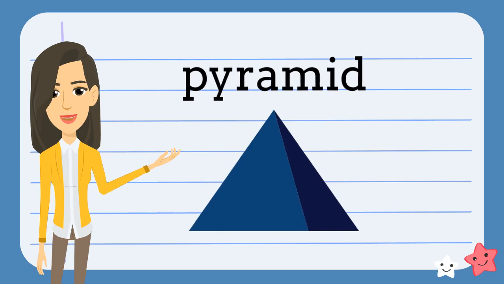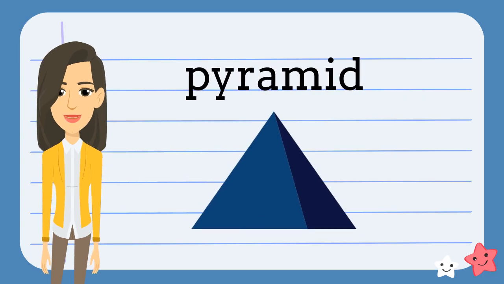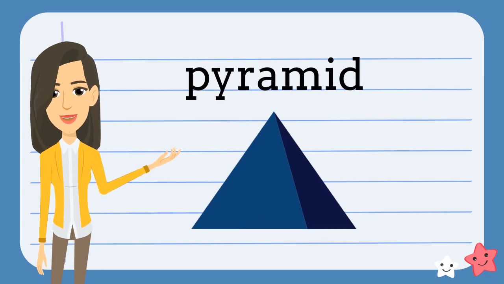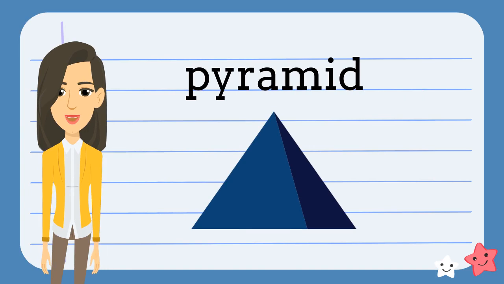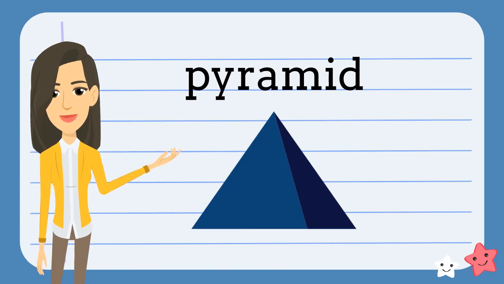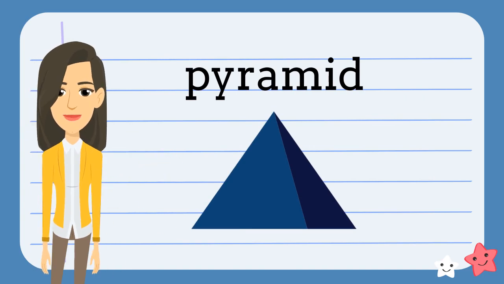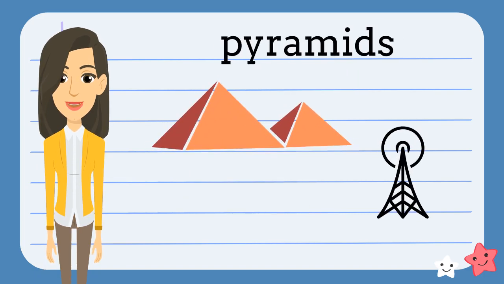A pyramid has 5 faces. 4 are shaped like a triangle. The bottom can be shaped like a square. Pyramids also have 8 edges and 5 vertices. There are many objects that are shaped like a pyramid. The pyramids in Egypt and antennas are shaped like pyramids.